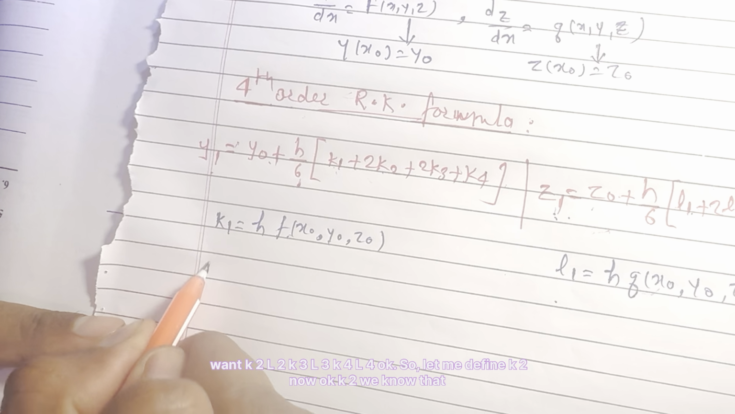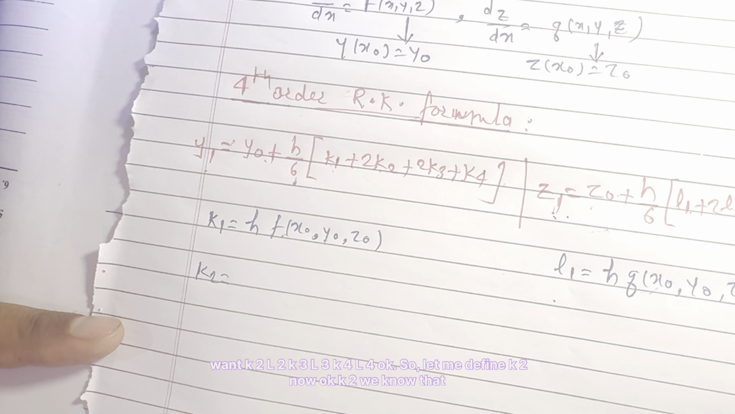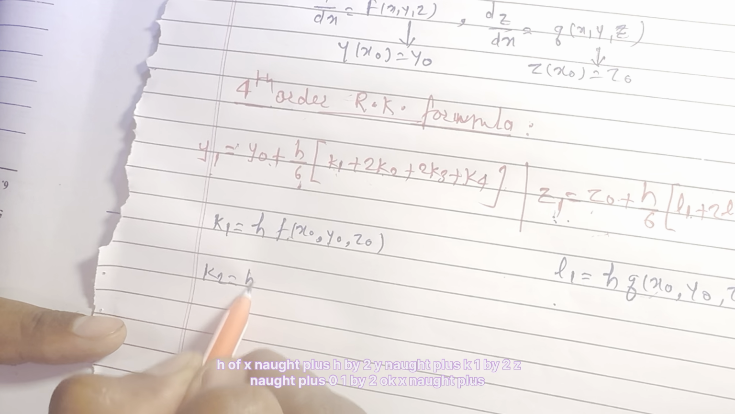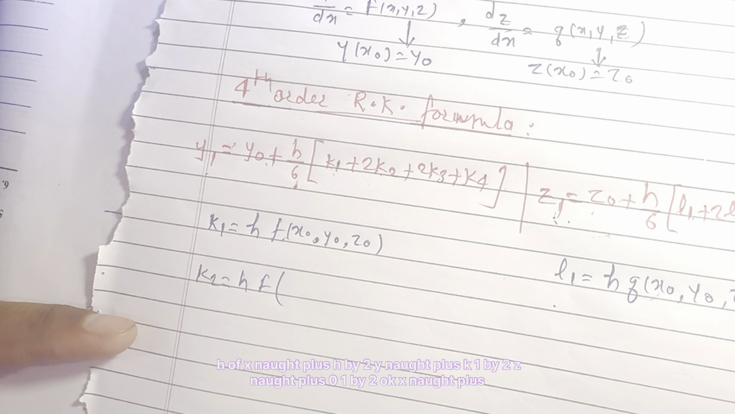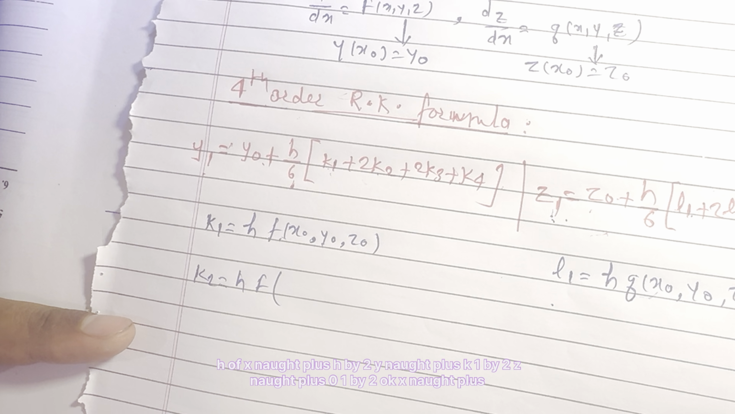So let me define k2 now. k2 we know is h times f of x naught plus h by 2, y naught plus k1 by 2, z naught plus l1 by 2.